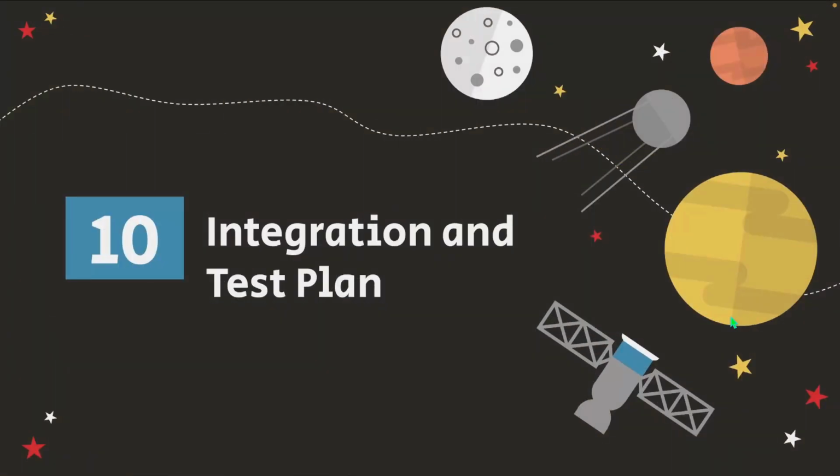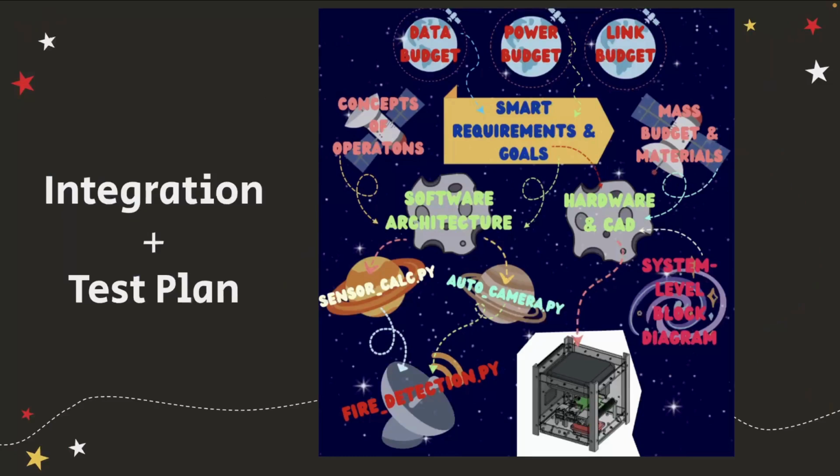And here's our last section, integration and test plan. Here's a diagram illustrating all of our sections being put together. So at the top, we have data budget, power budget, and link budget, which will help us know about the capability of the CubeSat so we can learn how to plan out our smart requirements and goals.